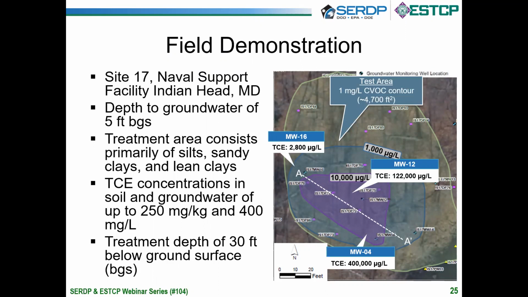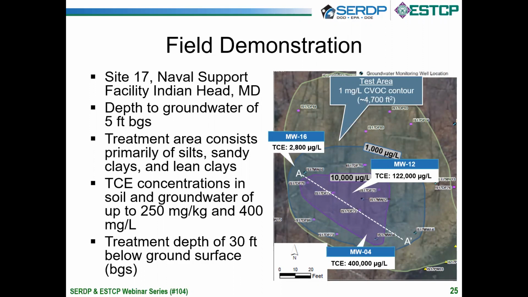Depth to groundwater is about 5 feet below ground surface, so fairly shallow. The treatment area consists of silts, sandy clays, and lean clays, some fat clays at depth down to about 30 feet. And so this was an ideal site for us to test whether we could actually make any sort of difference in terms of the CVOC concentrations from a site that is predominantly low K material. TCE concentrations were very high, up to about 400 milligrams per liter in one location.